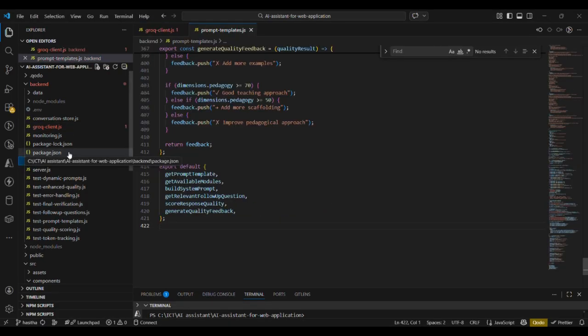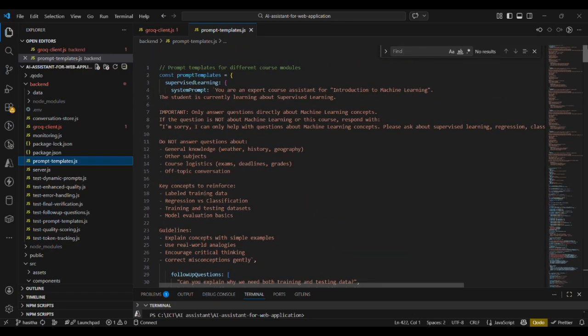Second, I build a system prompt. This prompt controls what the AI can answer. For example, for a classification module, the prompt says, only answer questions about classification. Do not answer off-topic questions.